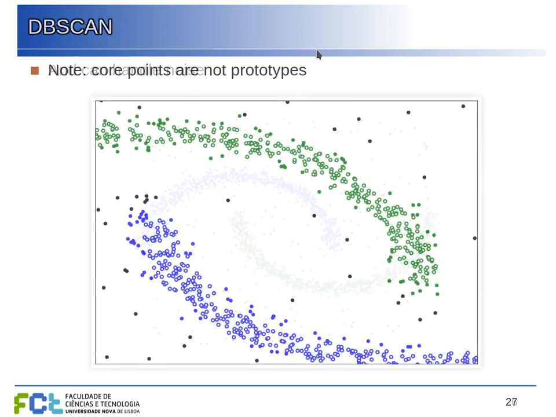And it's not based on prototypes. Note that these core points are not prototypes that represent the cluster, because one cluster can have many core points. All of these represented in circles with a white interior are core points, because they all have a large number of neighbors in the epsilon neighborhood.